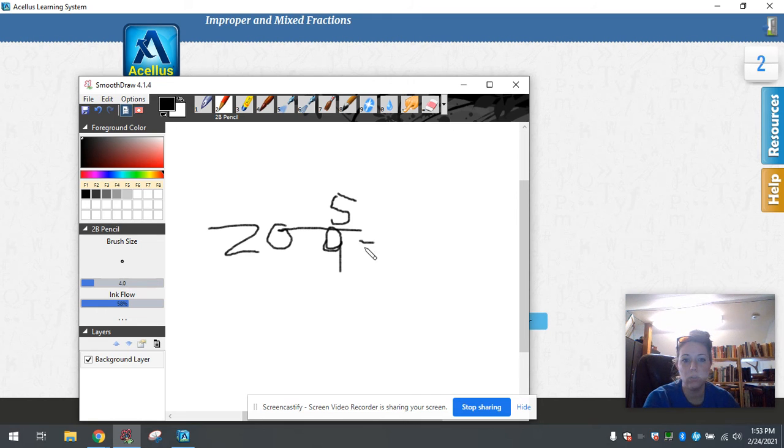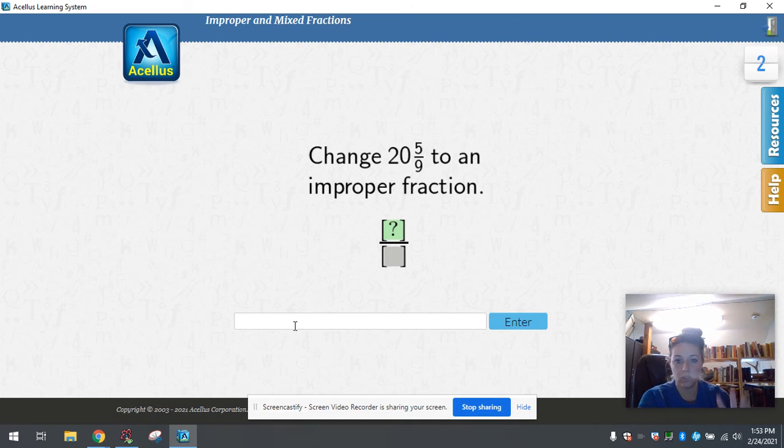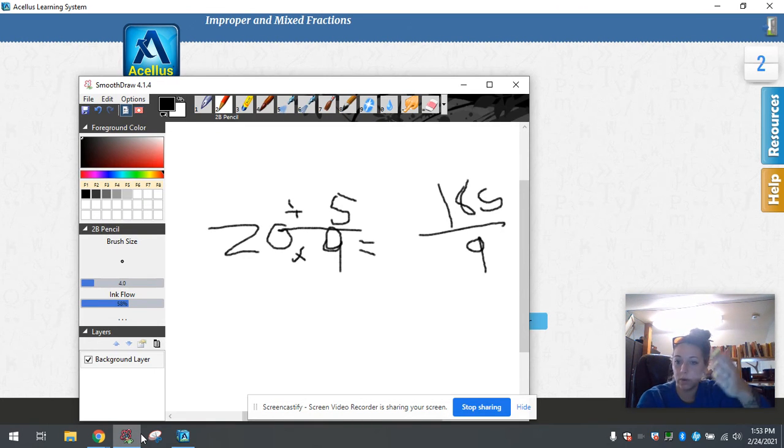Okay, equals. Denominator stays the same. Multiply the denominator by the whole number and add the numerator. 20 times 9 is 180 plus 5 is 185. This is a multiplication sign. It's supposed to go from like a zigzag. Multiply, add. Okay, so 20 5/9 is equal to 185/9.